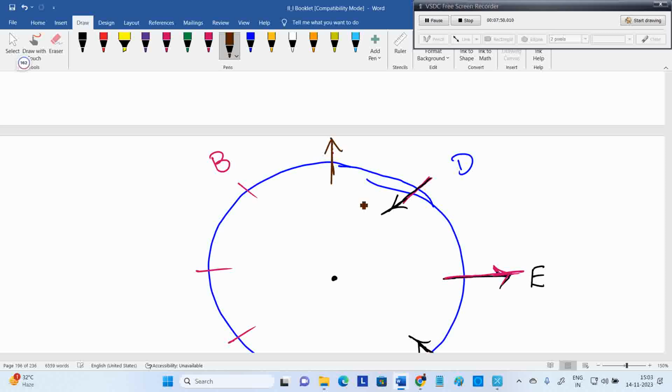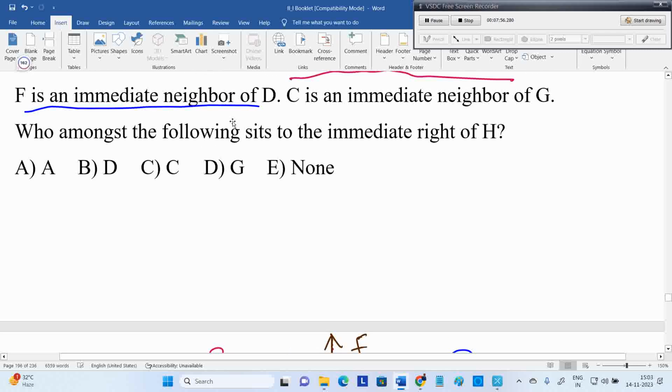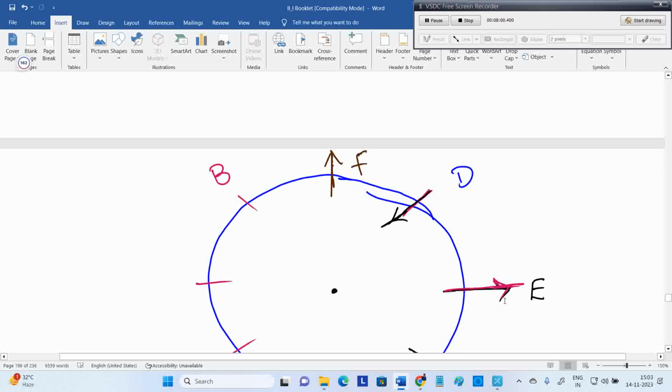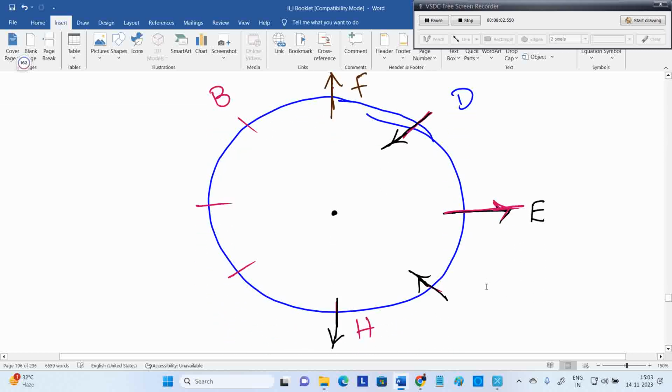Neighbors of D are facing outside. F is neighbor of D. We already have that information; you can check again. F is immediate neighbor of D. So F must be facing outside only. E facing outside, cool. H is facing outside right now.